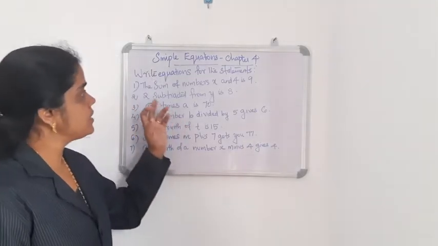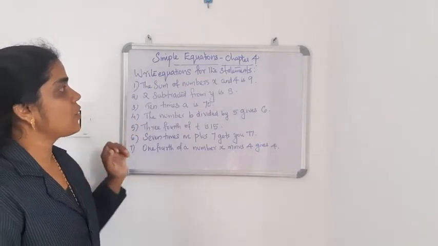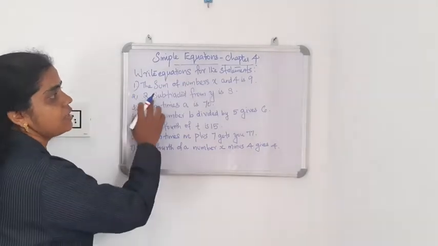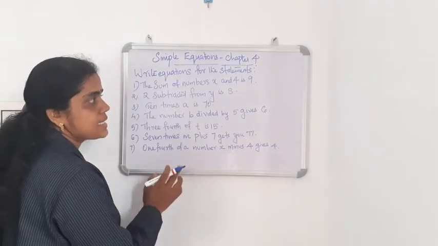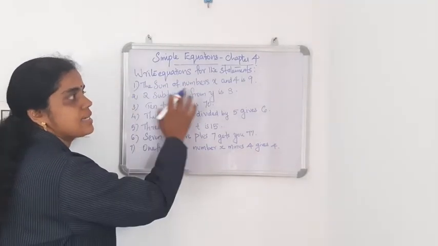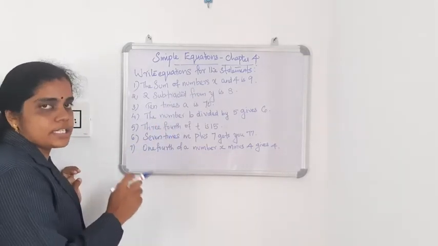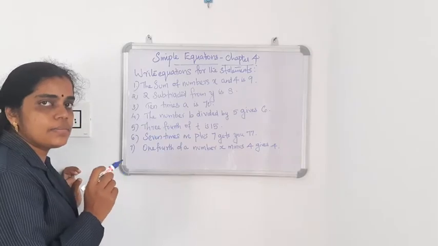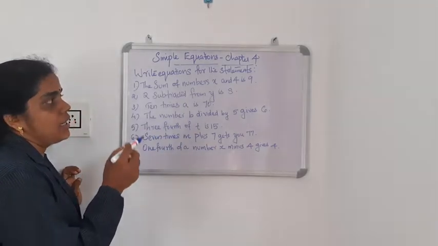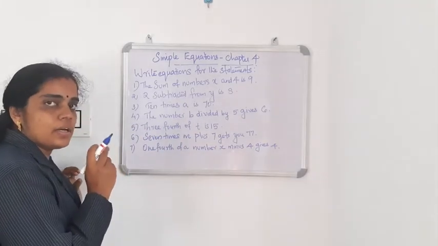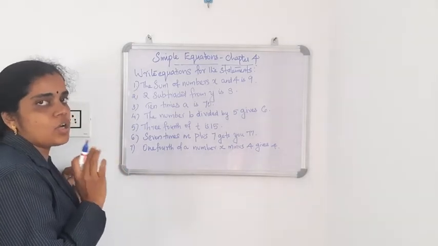Here some questions are given. Write equations for the statements. First question, the sum of numbers x and 4 is 9. This is a statement given. We need to write the equation or expression. Equation means there will be an equal to sign. Statement means there will be a variable, constant, any one of the operation.